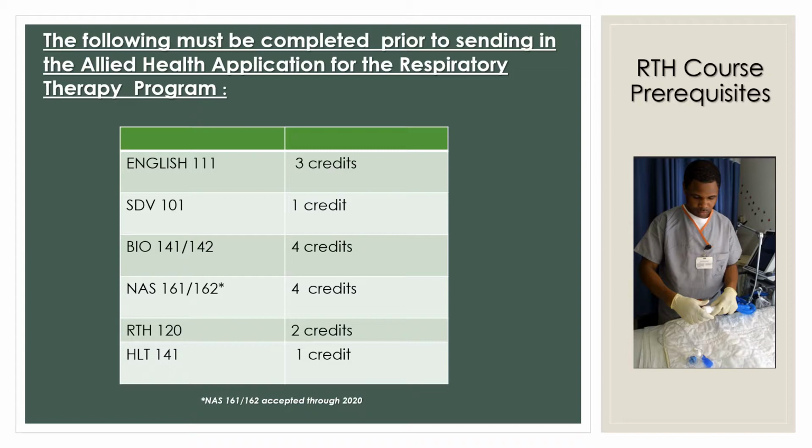Bio 141 and 142 are anatomy and physiology courses. Each has a 3-hour lab. A grade of at least C needs to be achieved in Bio 141 and Bio 142. A grade of B or better needs to be achieved in RTH 120. HLT 141 is a medical terminology course. NAS 161 and 162 will only be accepted through 2020.